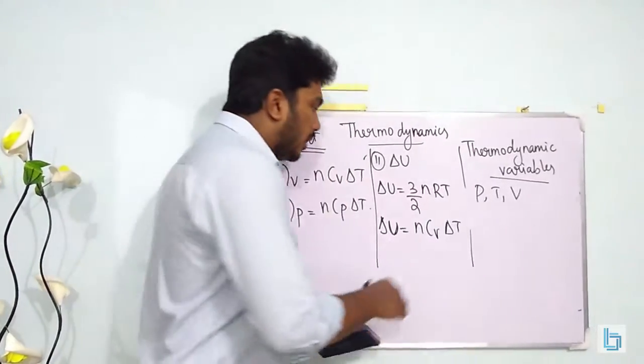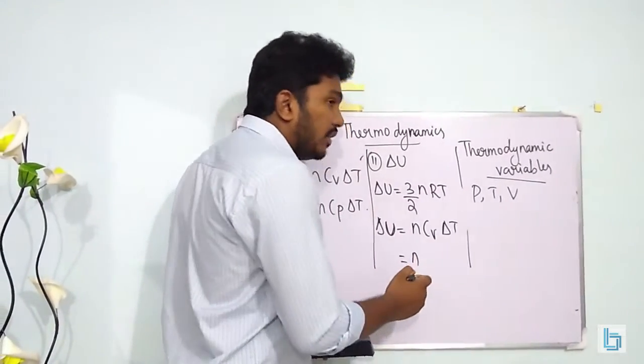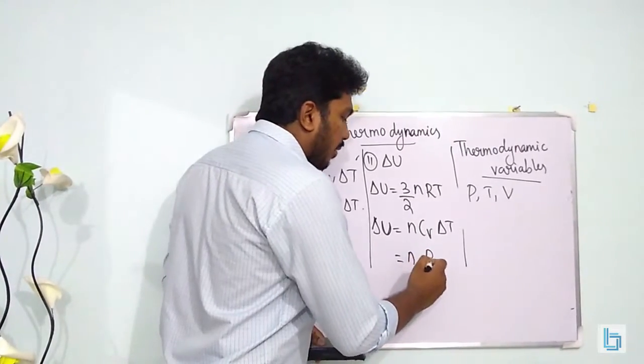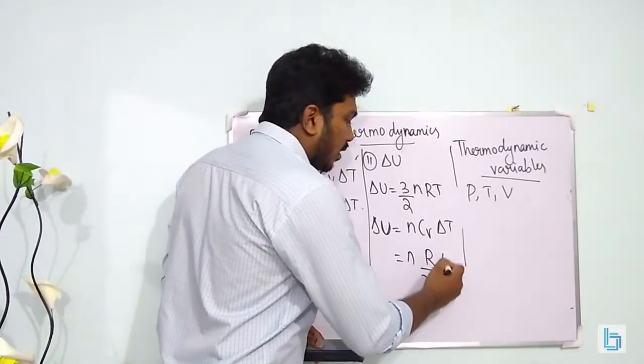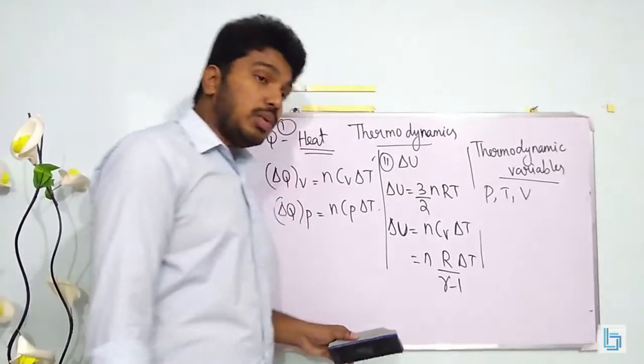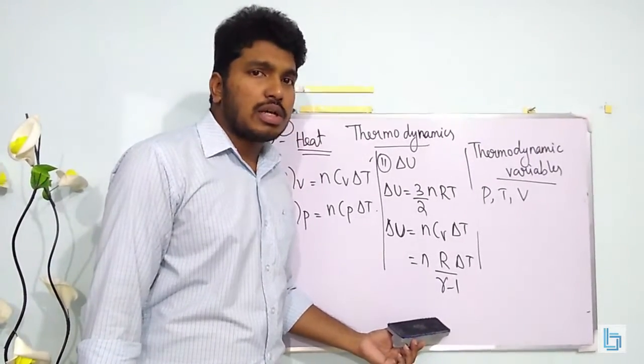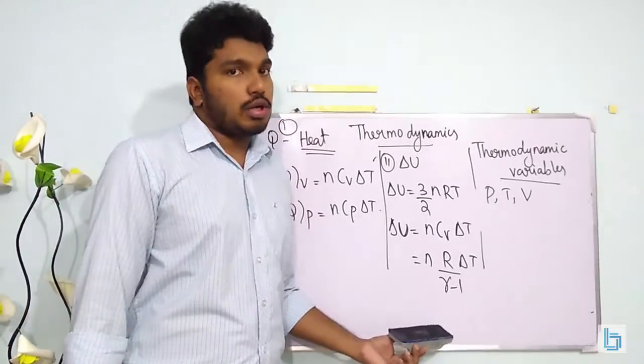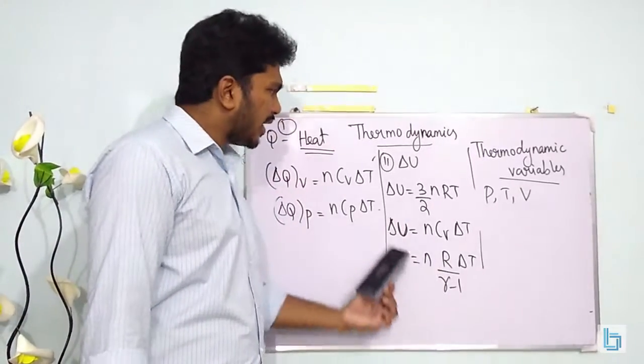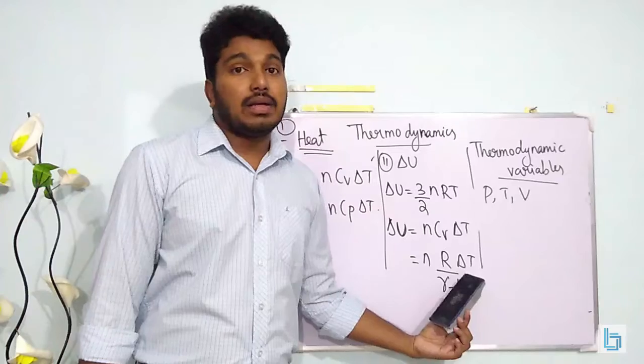And I hope you remember what I taught you in the last class. Cv was equal to what? R by gamma minus 1, or f by 2 into R. Right? What is gamma? Gamma is known as the adiabatic constant. So that is about the internal energy.